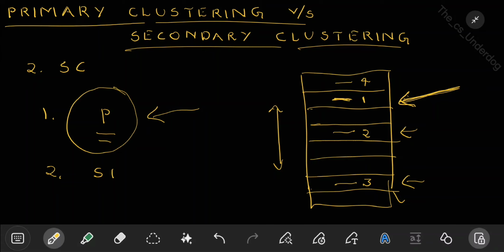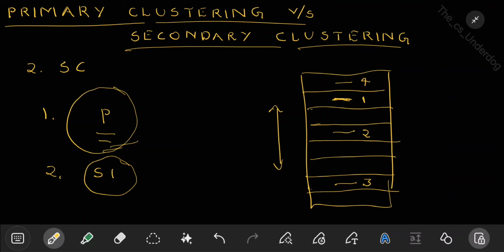When will this happen? One, when you have a probing sequence which is deterministic, that is, every time it follows the same path. And secondly, it should affect the same starting index. Then only it is applicable. Why is it not applicable if you have a different starting index?